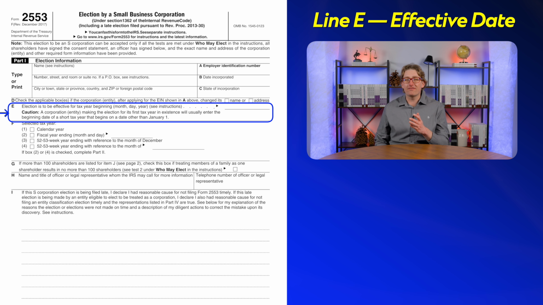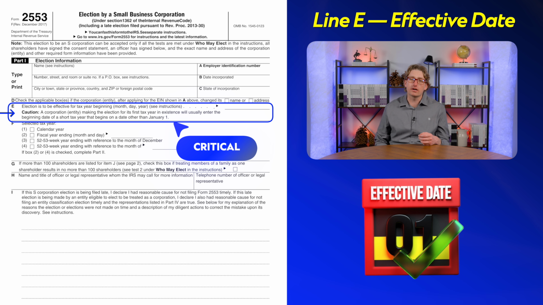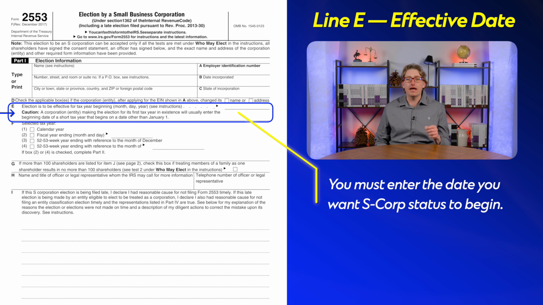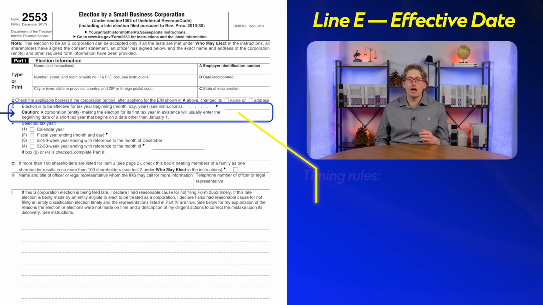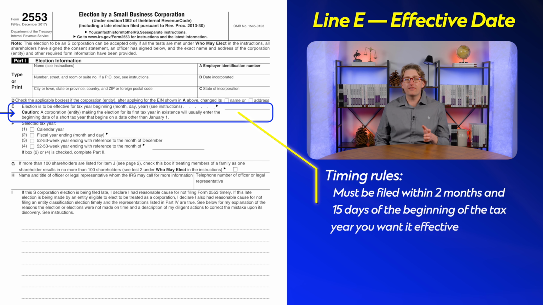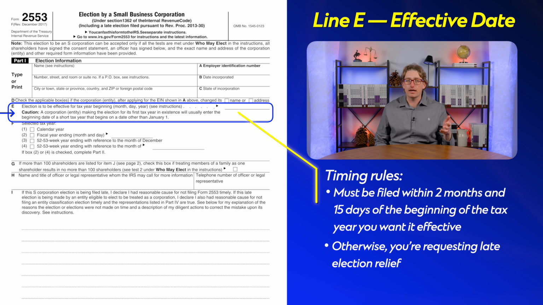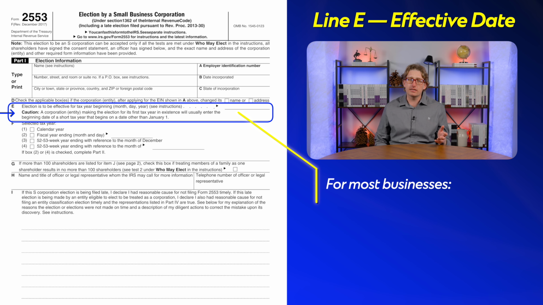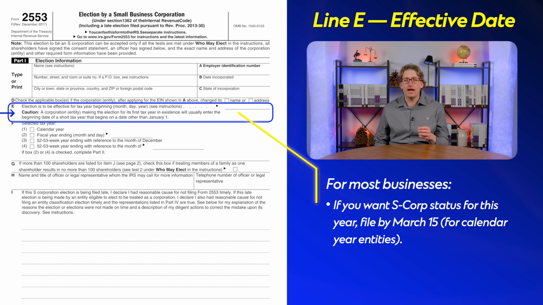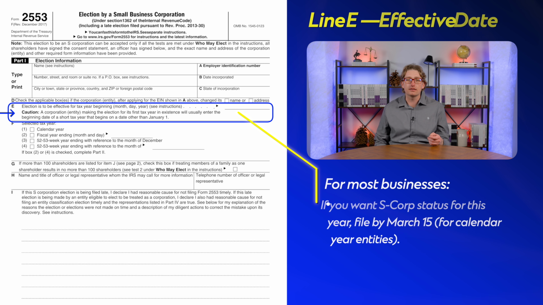Line E is the effective date, and this is critical. You must enter the date you want the S-corp status to begin. Here are the timing rules. It must be filed within 2 months and 15 days of the beginning of the tax year you want it effective. Otherwise, you're requesting late election relief, and that can cause problems. So for most businesses, if you want S-corp status for this year, file by March 15th for calendar year entities.